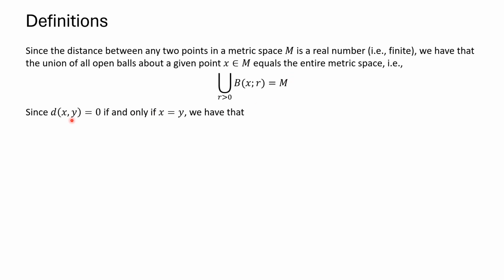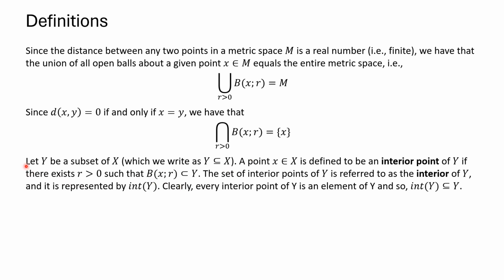On the other hand, since the distance between two points is 0 if and only if the two points are the same, we have that the intersection over all possible radii of all open balls about a point x is only the point itself. So eventually you exclude all the other points, no matter how close they are. Eventually you exclude them when you make the radius smaller and smaller. And then when you take the intersection, of course, you only get the one point.